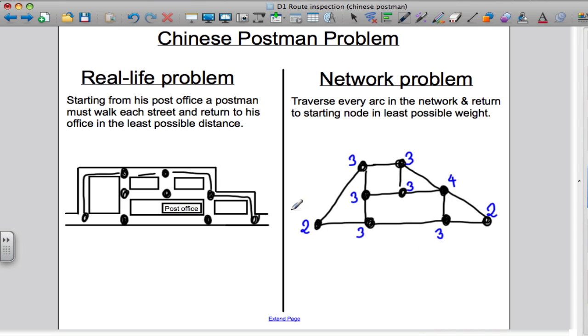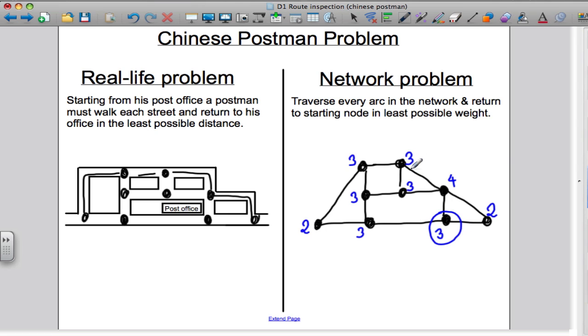Now, what type of graph is this? It's not Eulerian because it's got 1, 2, 3, 4, 5, 6 odd nodes. It's not semi-Eulerian because it's got 6 odd nodes and not 2. So it's a non-Eulerian graph. Now, for the postman who's going to start here, in order for him to be able to walk around all the different roads and return to where he started, it has to be an Eulerian graph.